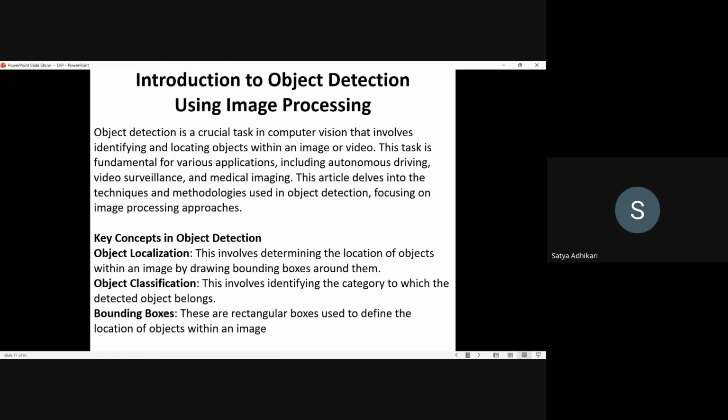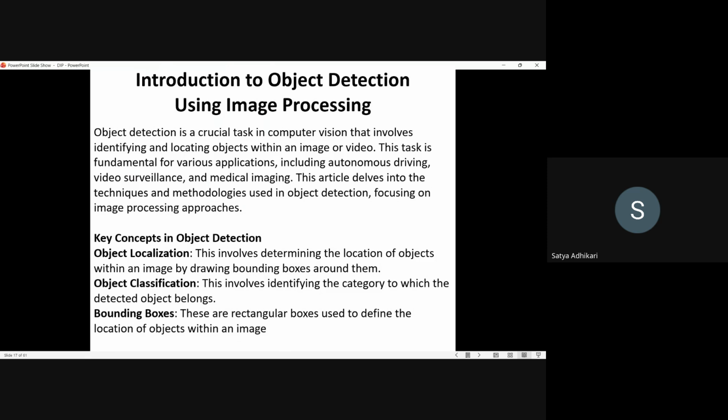Key concepts of object detection: object localization. This involves determining the location of the object within an image by drawing bounding boxes around them. So, determining the location of the object in that image. How to detect? That is by drawing boundaries or boxes.